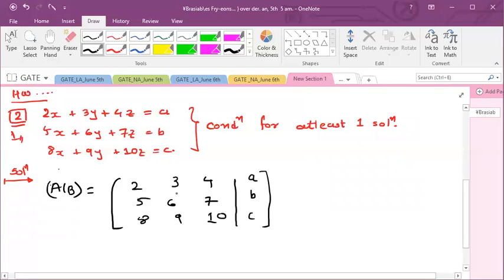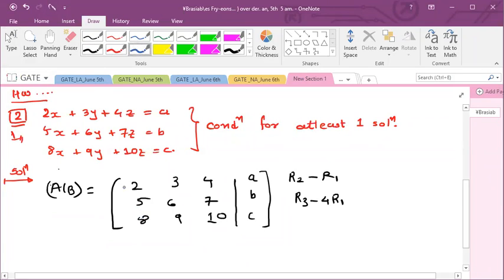R3 minus 4 times R1. In that case, R3 minus 4 times R1, directly it will be 0. So first let us do one thing: R2 minus R1 and R3 minus 4 times R1.